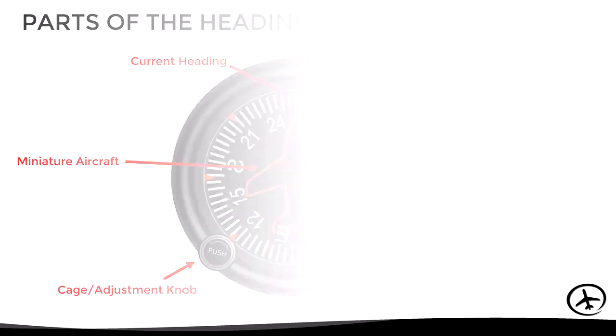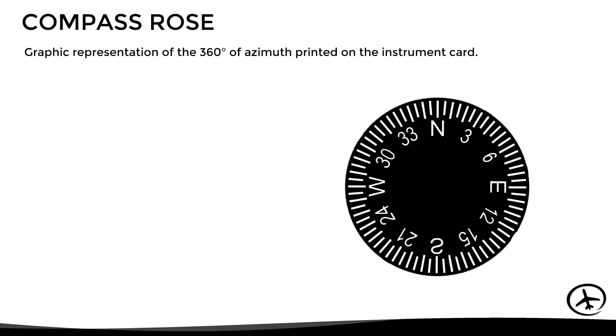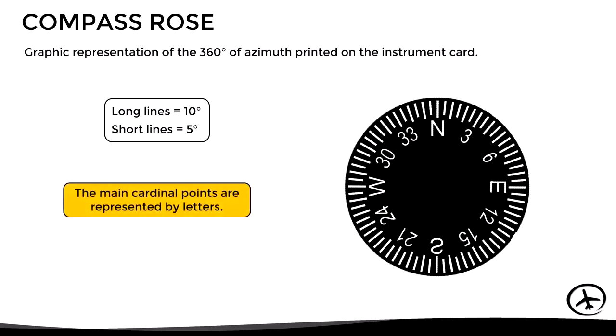Let's now take a closer look at the compass rose. A compass rose is basically a graphic representation of the 360 degrees of azimuth, which is printed on the instrument card. Normally, the long lines represent increments of 10 degrees, and the short ones represent increments of 5 degrees. Apart from this, the main cardinal directions are represented by their corresponding letters. For example, the letter N, which represents north, corresponds to heading 360. The letter E, which means east, represents heading 090. The letter S represents heading 180, and the letter W represents heading 270.